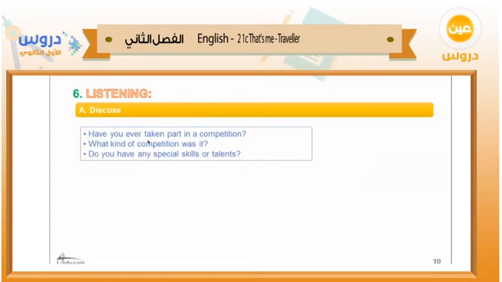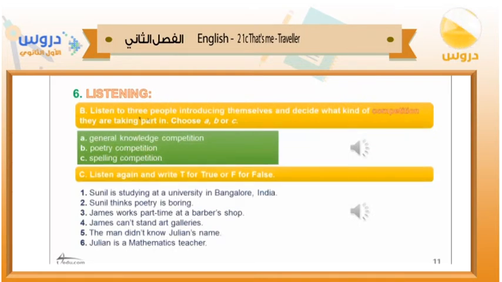Listening. Discuss. Have you ever taken part in a competition? What kind of a competition was it? Do you have any special skills or talents? Okay, now listen to 3 people introducing themselves and decide what kind of competition they are taking part in. Choose A, B, or C.